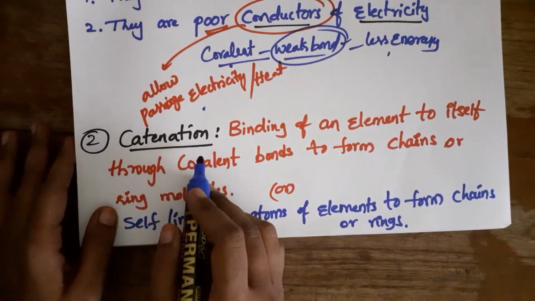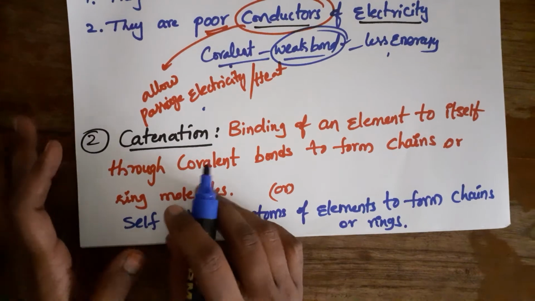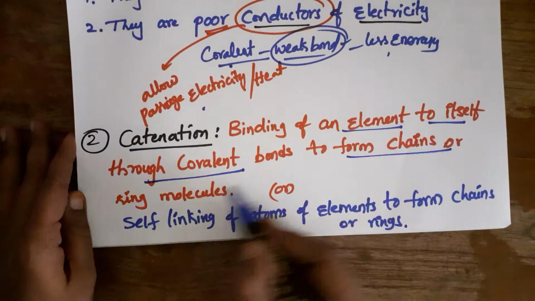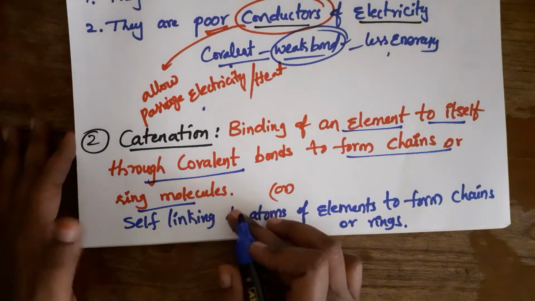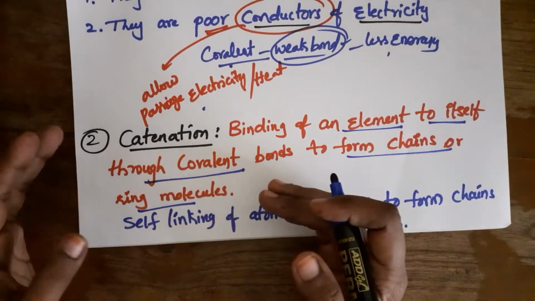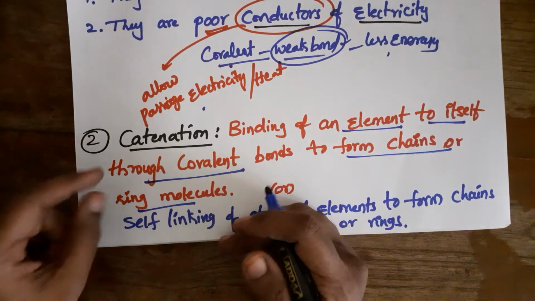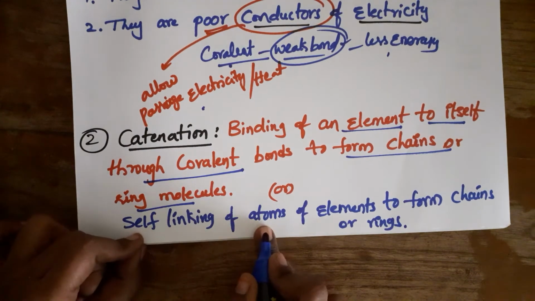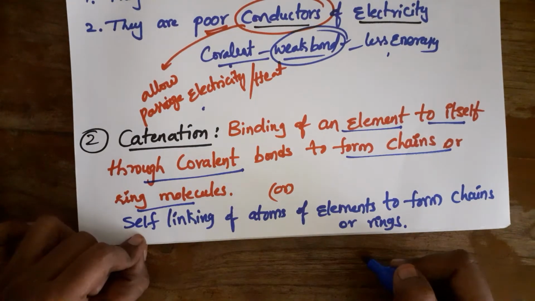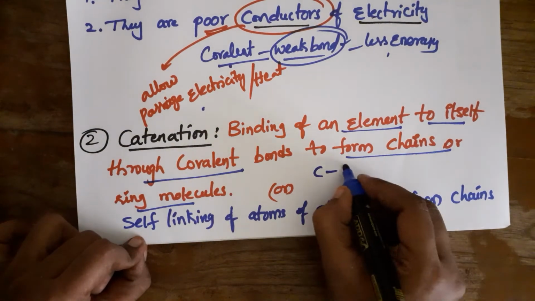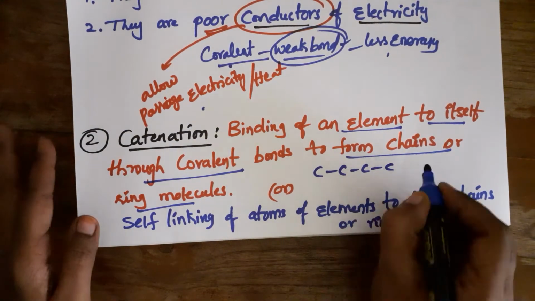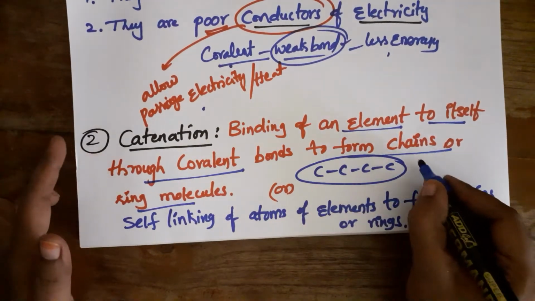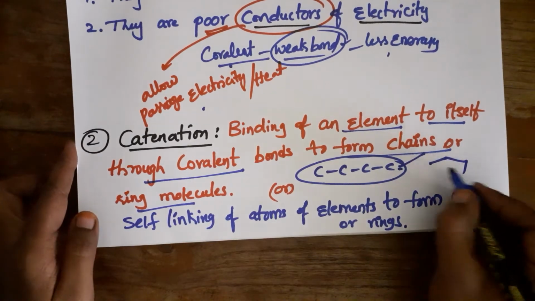Coming to the second one, catenation. What do you mean by catenation? The definition is binding of an element to itself through a covalent bond to form long chains or a ring molecule is called catenation. Here it is showing high valency, tetracovalency, so that's why it's showing the catenation property. The simple word for catenation is self-linking of atoms of an element to form chains or rings. Here the carbon can attach with some more carbon atoms with a covalent bond, okay.